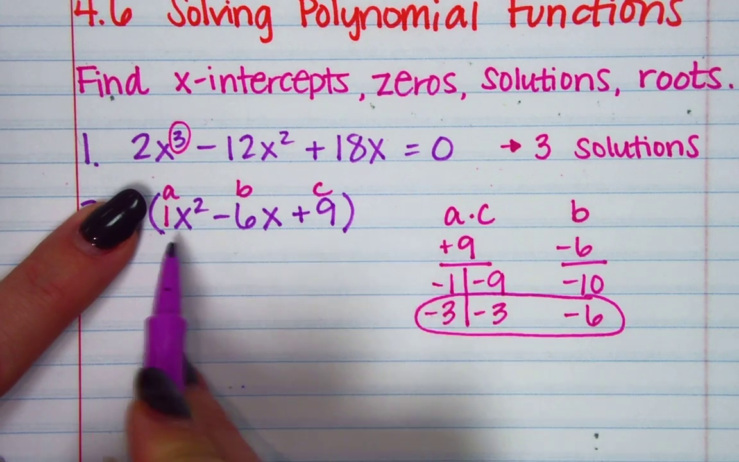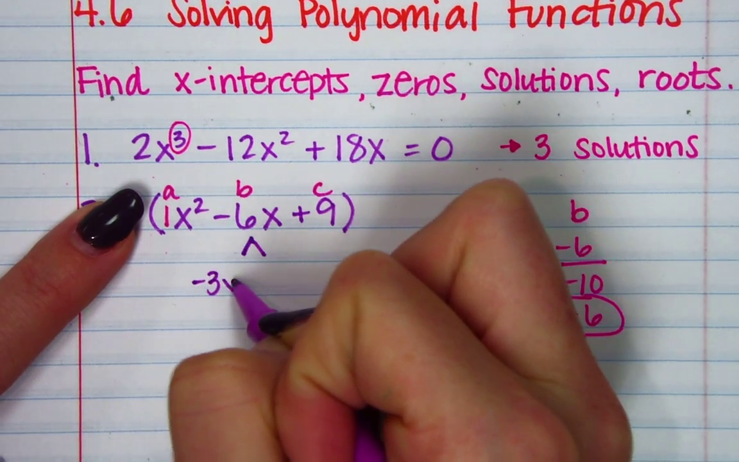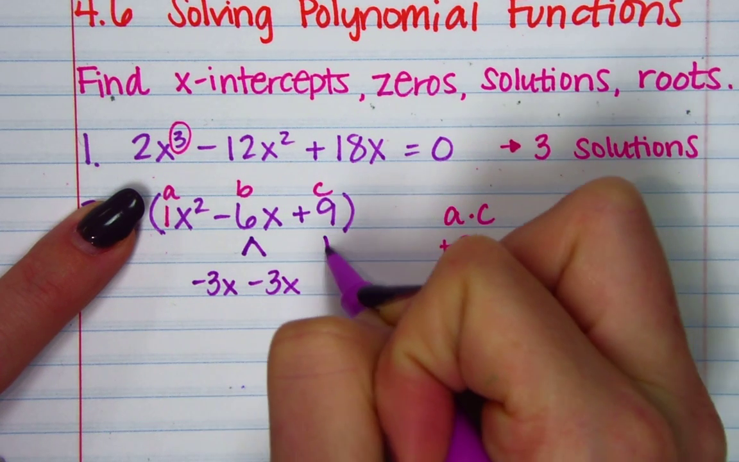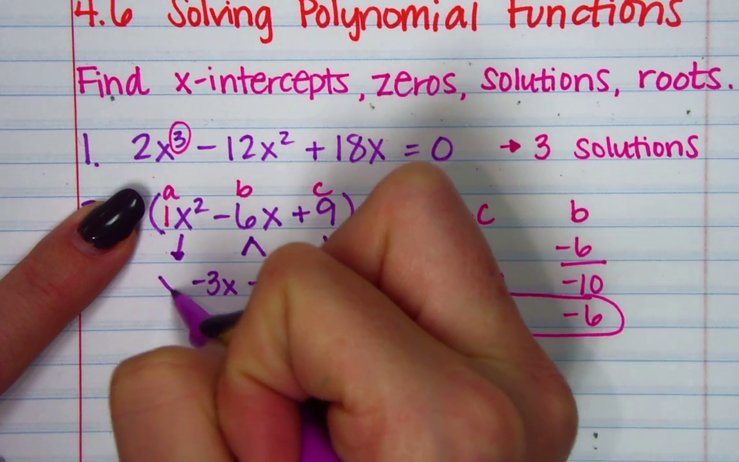Break this apart, so we'll have 4 terms. Right now we know that this -6 is really -3x minus 3x. I'm going to bring down the plus 9 and bring down the x squared.